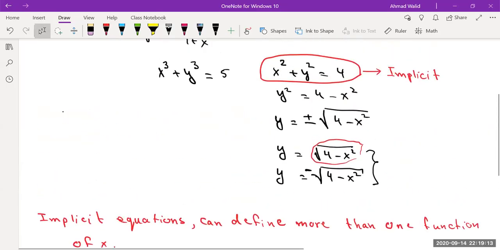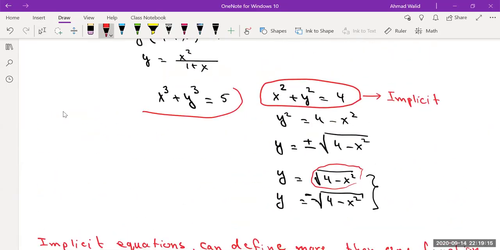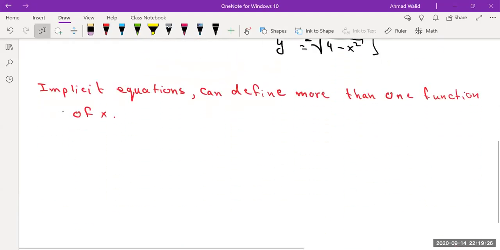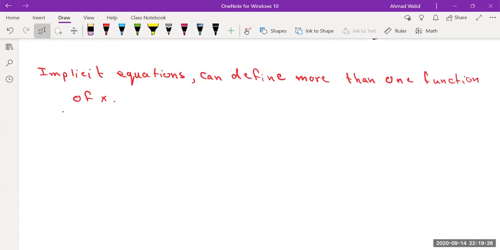Like the one that I put here, x cubed plus y cubed. Definitely this one, if you solve it for y, it defines for you more than one function for x. That's the basic idea of the implicit equation. Now, our goal in this section is how to find the derivatives of these implicit equations, correct?